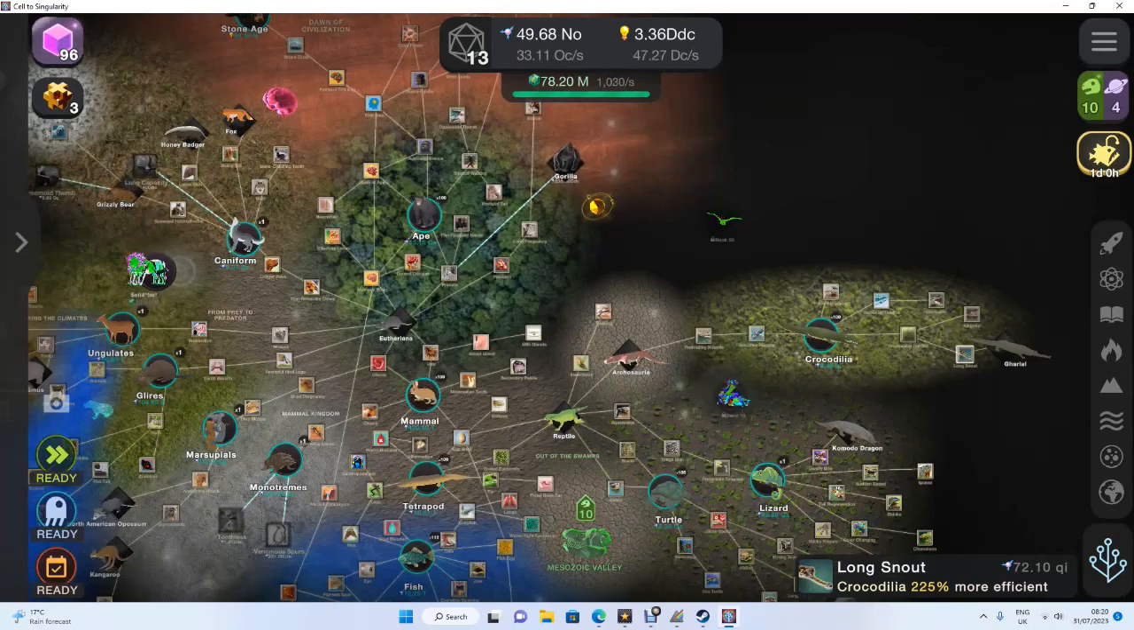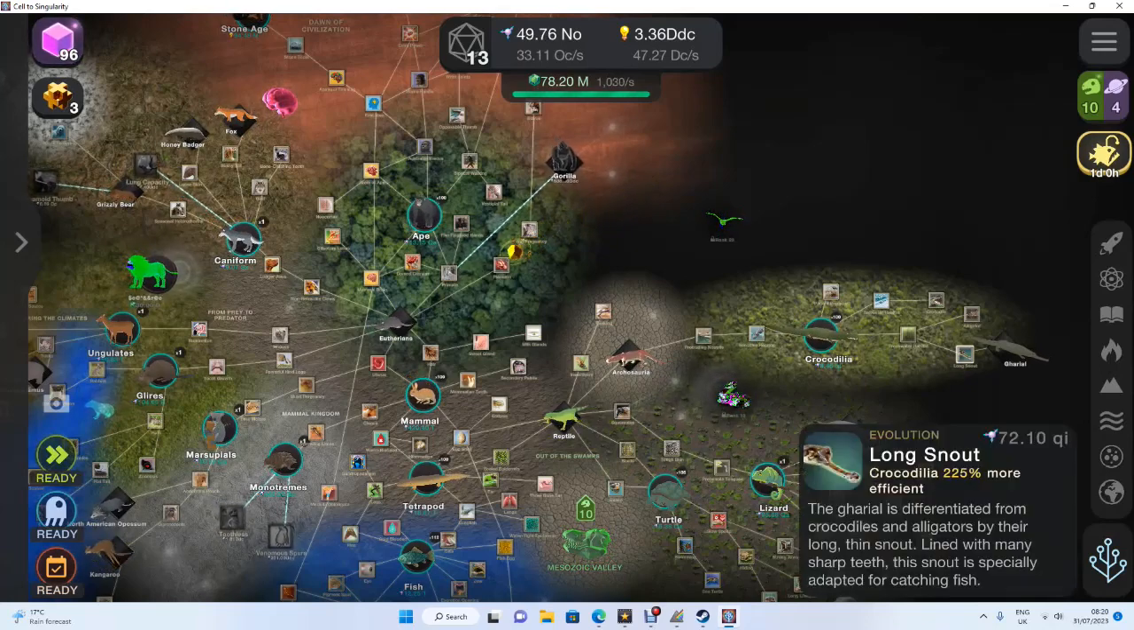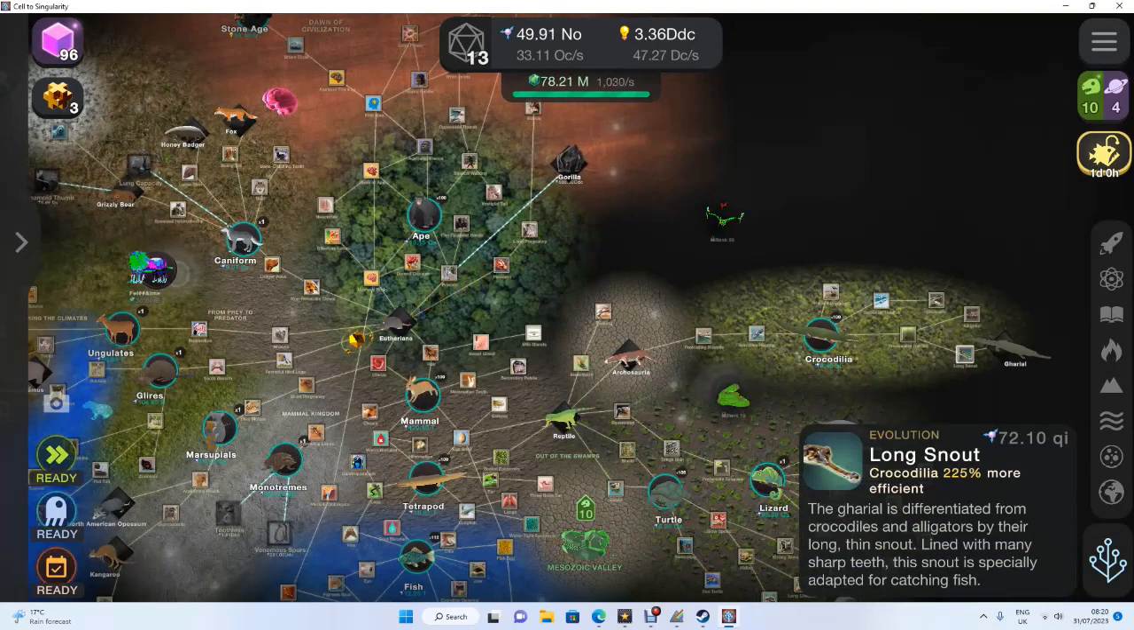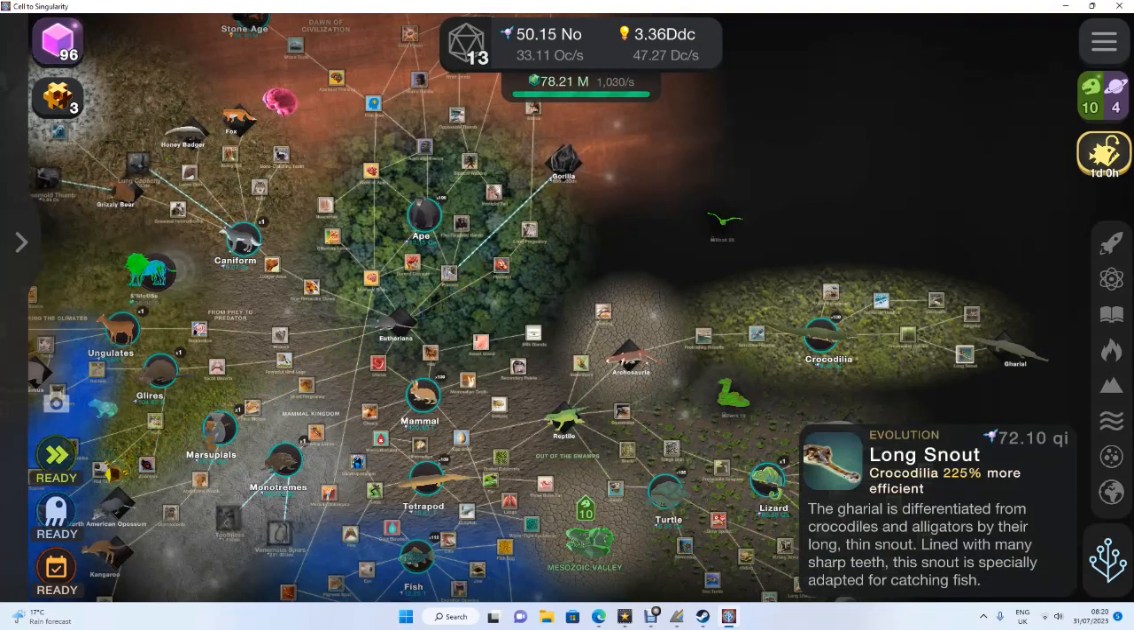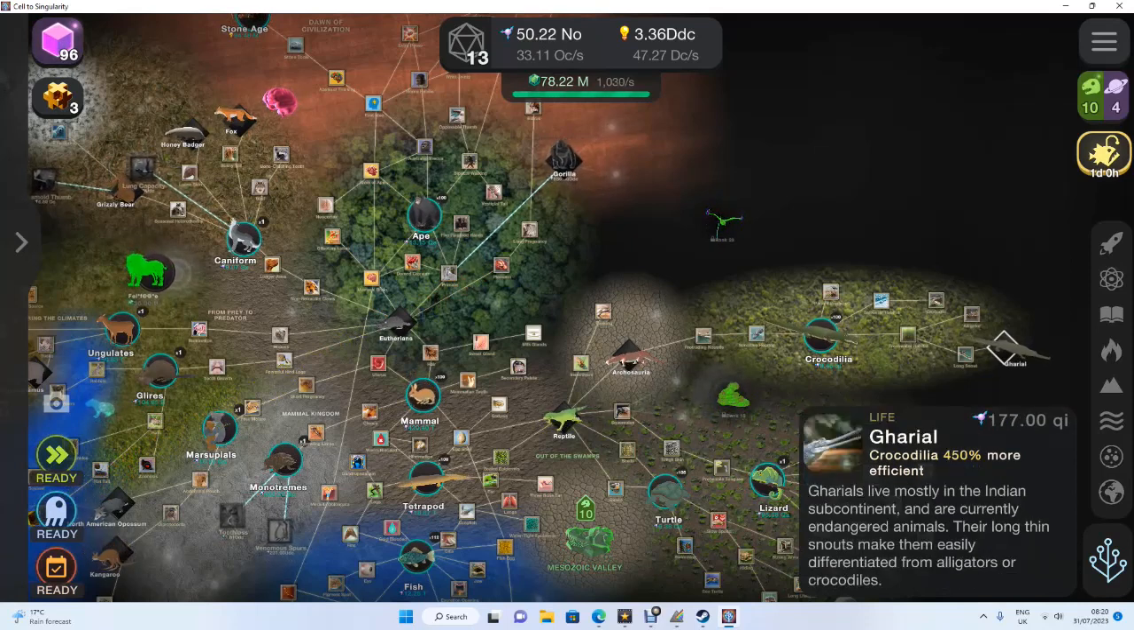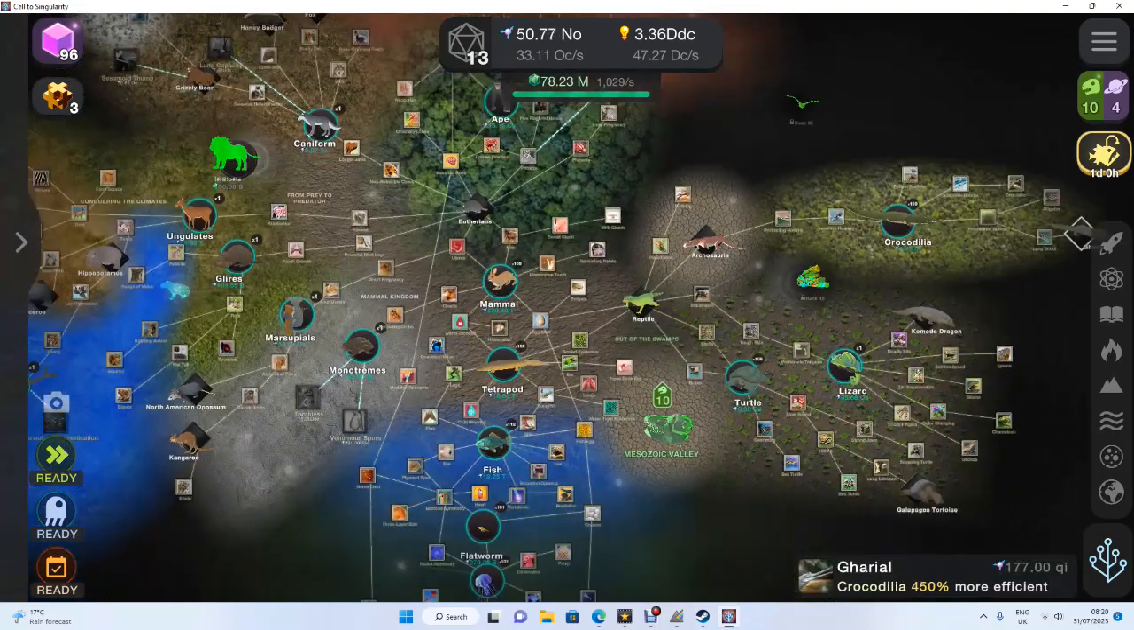And gharial is differentiated from crocodiles and alligators by their long, thin snout. Oh, okay. Lined with many sharp teeth, this snout is specifically adapted for catching fish. Gharials, I can see the snout now, live mostly in the Indian subcontinent and are currently endangered animals. Oh no. Their long thin snouts make them easily differentiated from alligators or crocodiles. Nice.